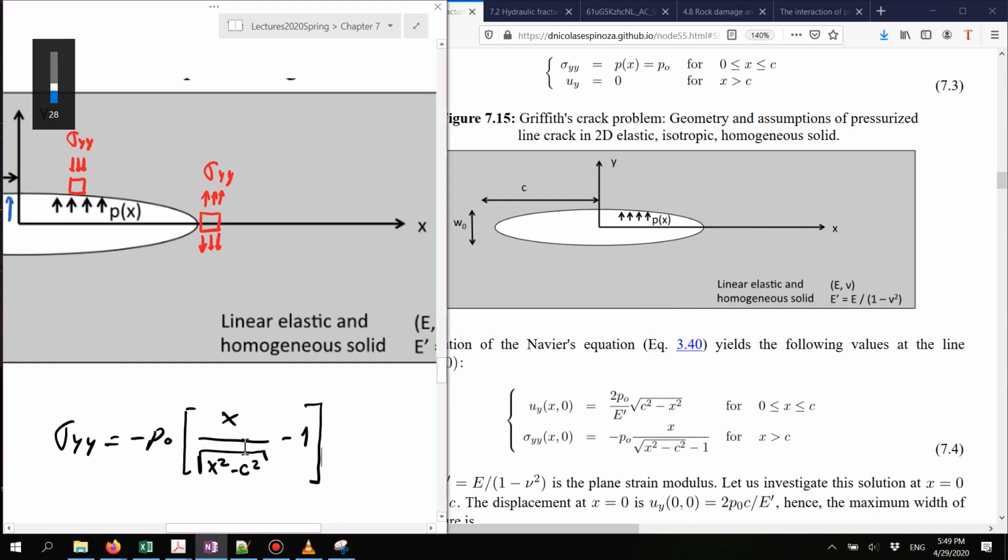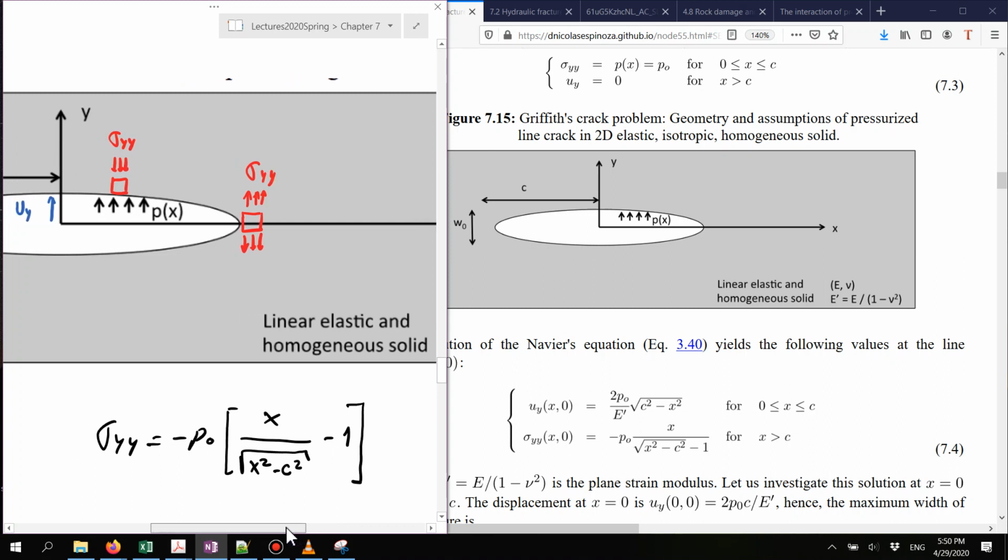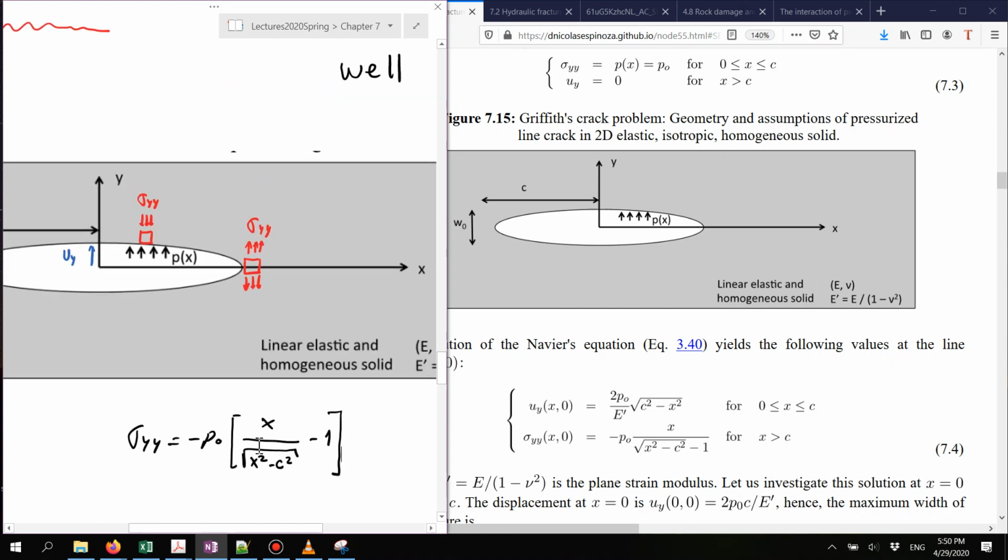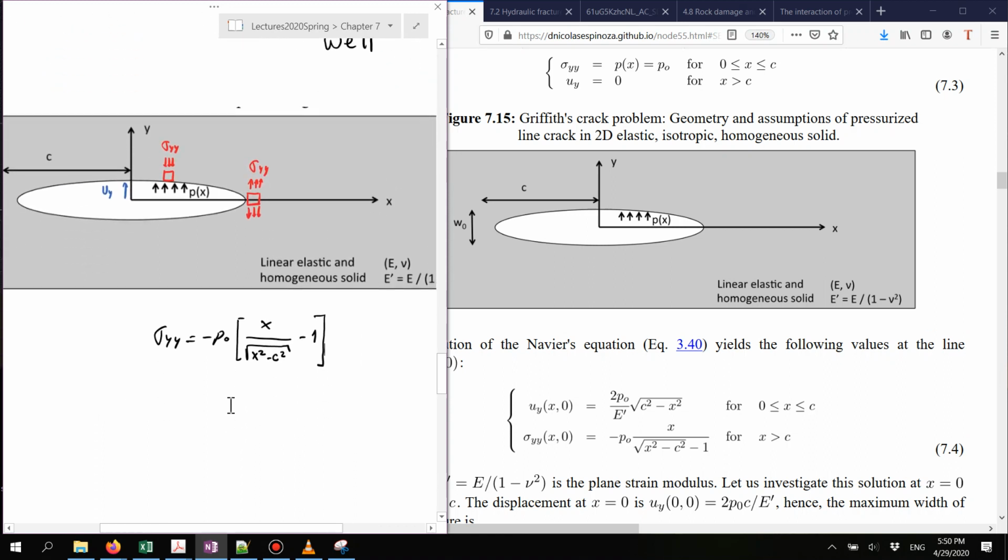All right, so now what happens when the variable x is equal to c, that's at the tip of the fracture, then this is going to be equal to 0, and x or any variable divided by 0, that's not possible. That's going to tend to infinity, and that's a problem because we cannot deal with infinite quantities.